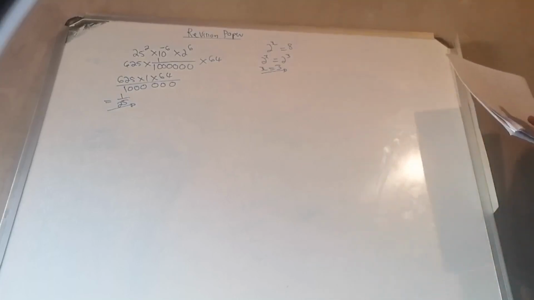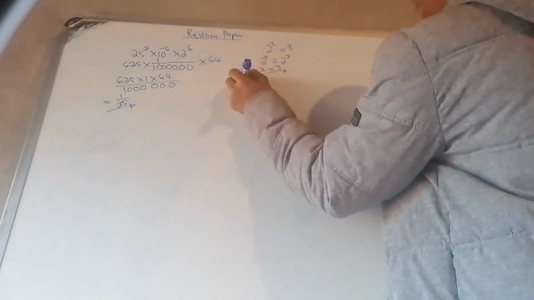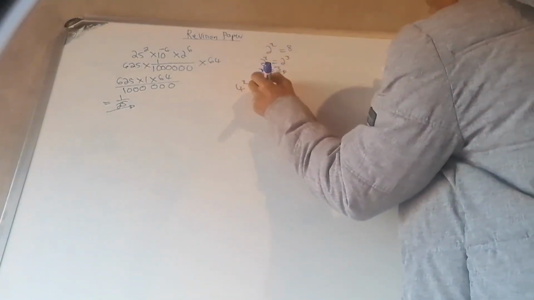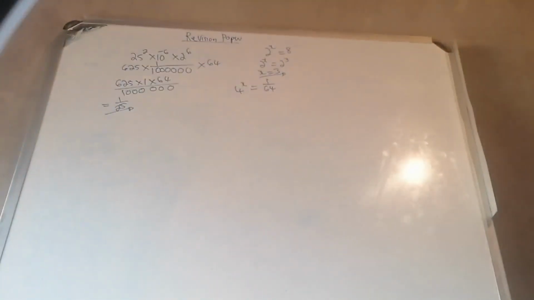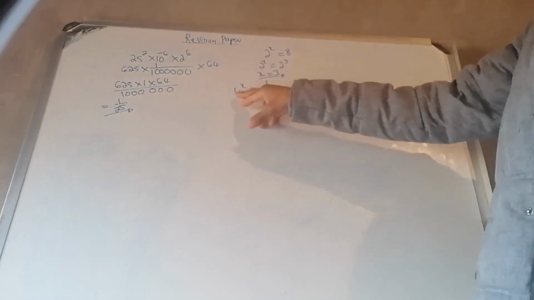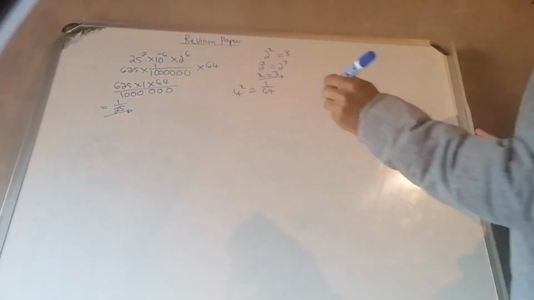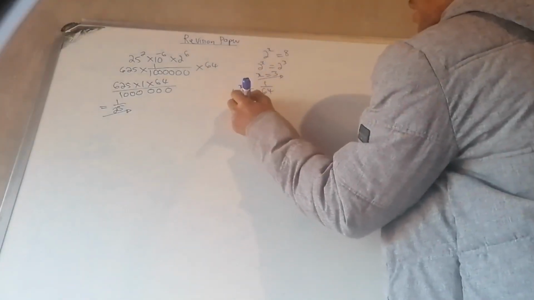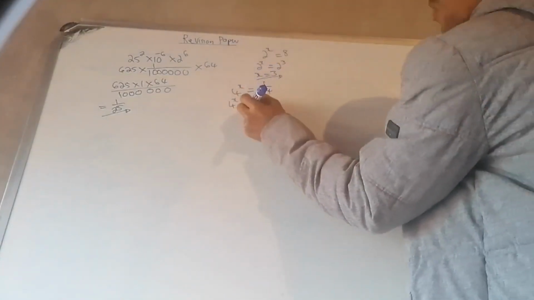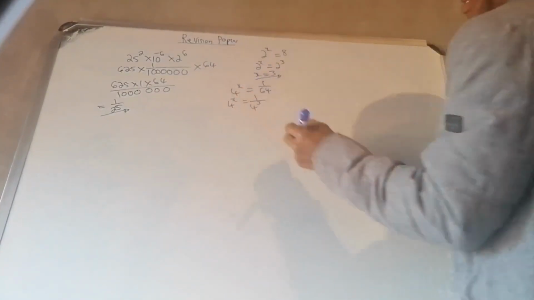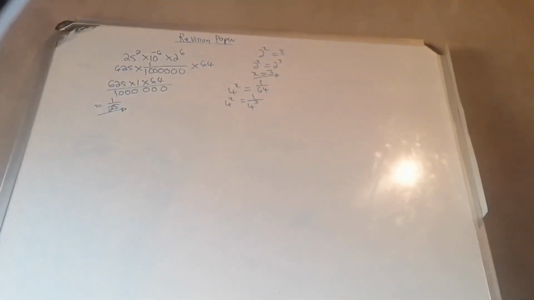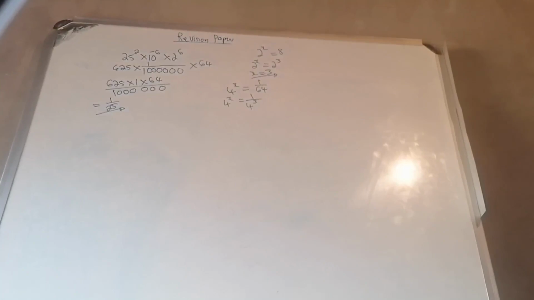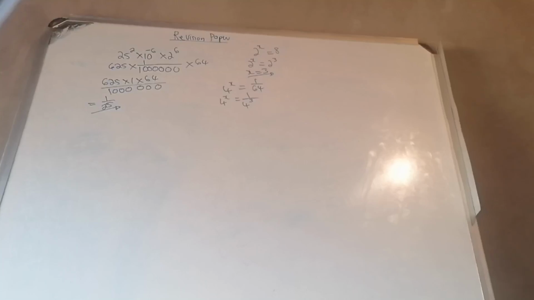So that was the first one. The second one is 4 to the exponent x equals 1 over 64. Now you have to write 64 with base 4. Let 4 to the exponent 3 and see what it gives.